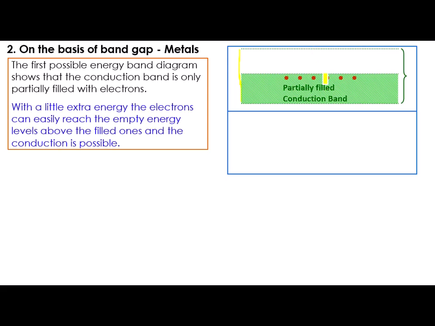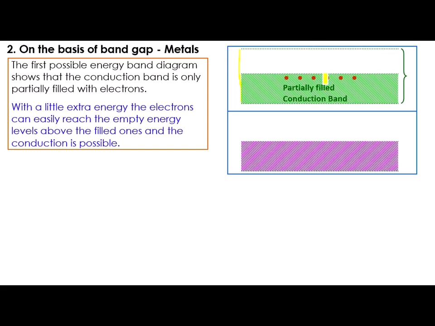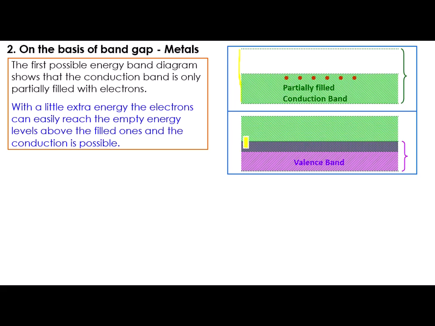With a little extra energy. Now, another case is a case in which the valence band and conduction band are overlapped with each other. That means there is no energy gap between the valence band and conduction band. That means there is no existence of forbidden band or forbidden energy gap in the case of metals in this scenario.